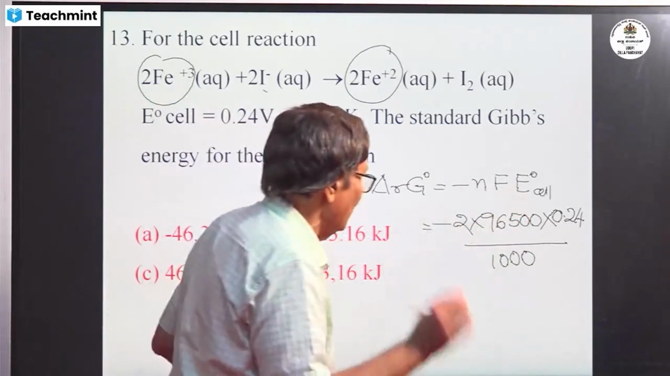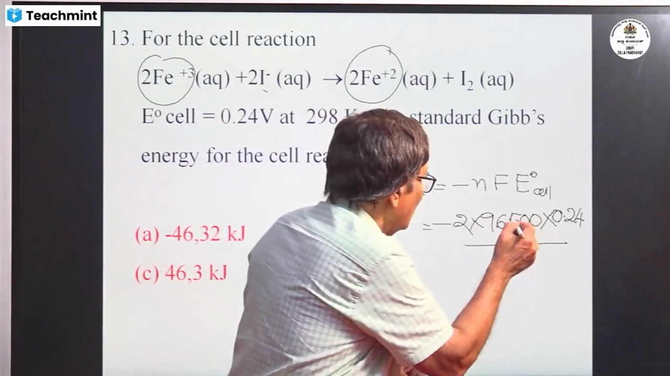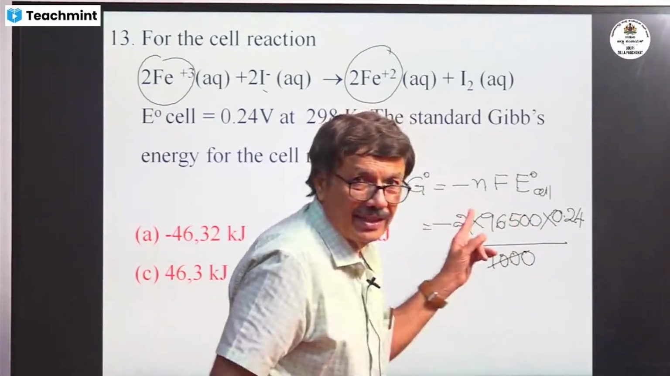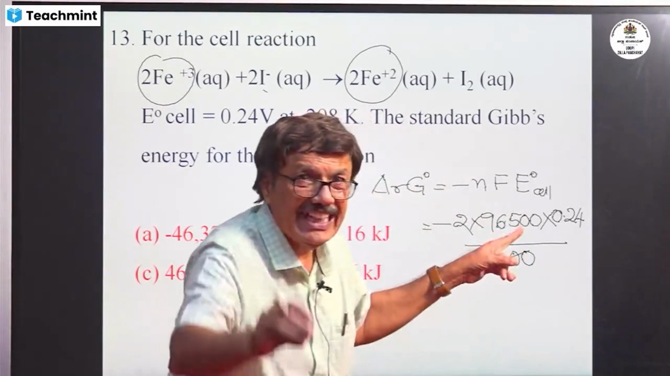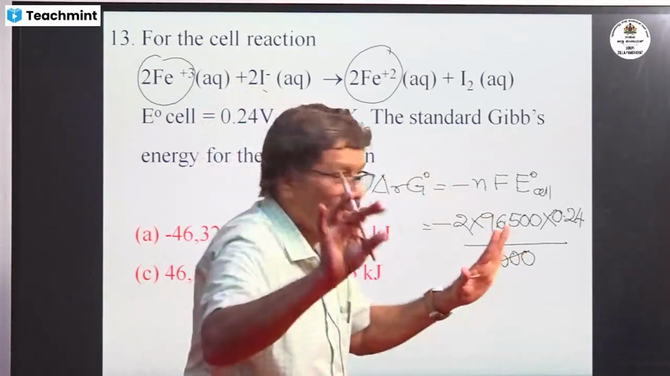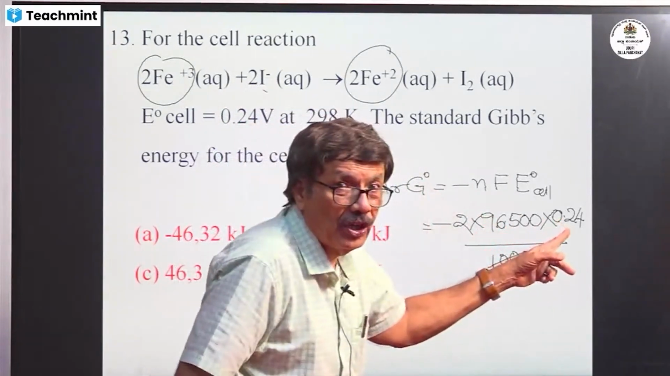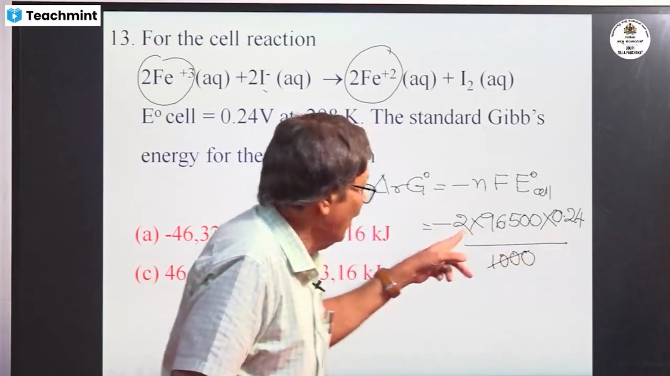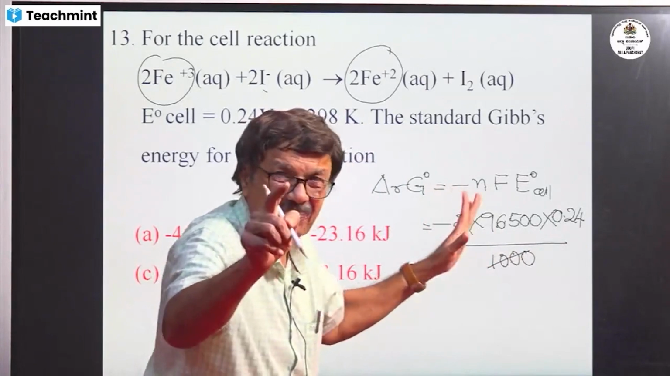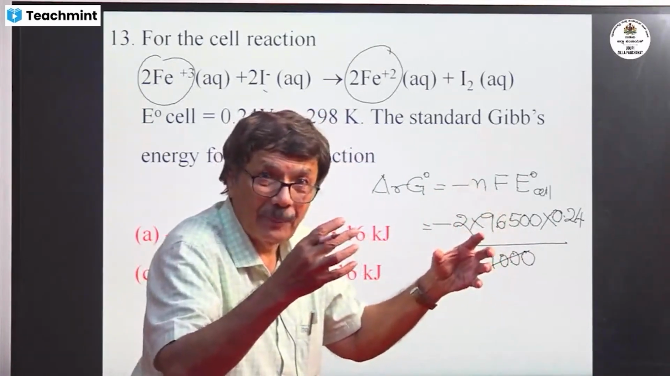See here, now see. 1000, you can cancel here, 96.5. You take it as almost 100. 100 into 0.24, 24. Correct. 24 into 2, almost minus 48 something, isn't it? Minus 48. That's how you have to do the approximation.